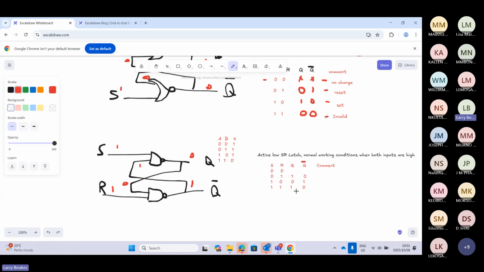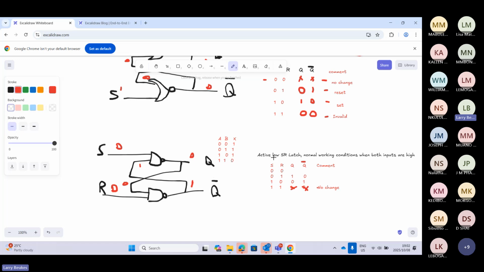Okay, let me just do it like this. So here X and then X, and then we can say no change here. No change. Okay. With that being said, let's change this to 0, 0, 0, 0. For this, we should get invalid.